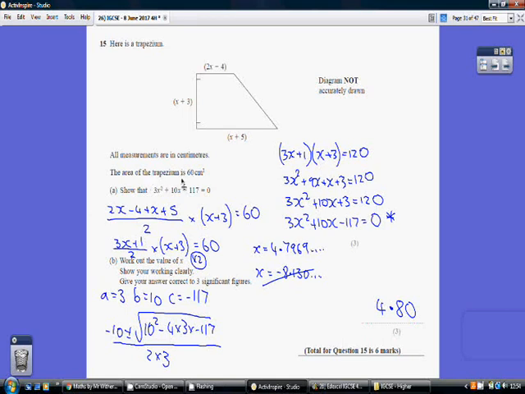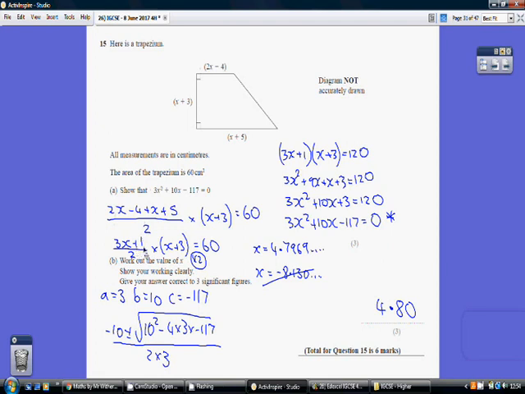So how do you work out the area of a trapezium? Well, you average the parallel sides, which is the 2x minus 4 and the x plus 5, and you then multiply this by its height of x plus 3. So to average these two parallel sides, we're going to add them together and divide by 2. So that's 2x minus 4 plus x plus 5 all over 2. And the numerator simplifies to 3x plus 1.